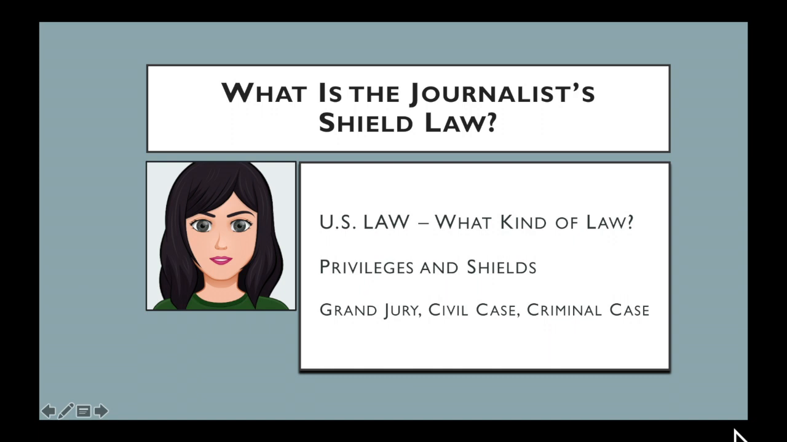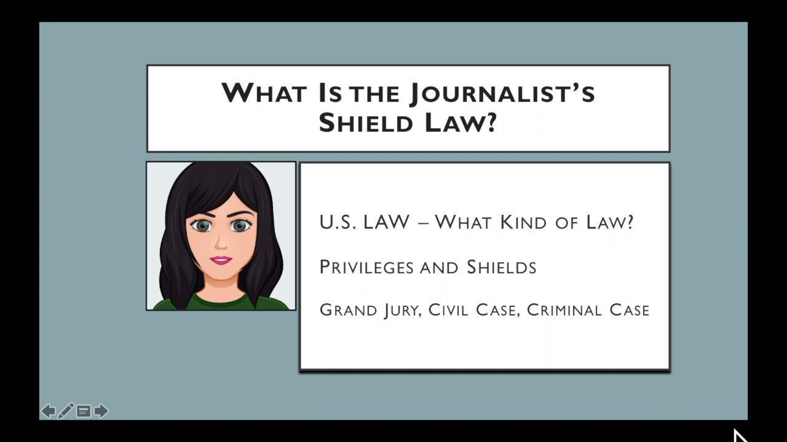In a criminal case, if the prosecutor is asking a journalist to do the prosecutor's job in a sense, and to deliver information that helps the prosecutor get a conviction in a criminal case, it's pretty likely that the journalist would be able to assert a privilege or a shield and not have to testify regarding their confidential source name or information.